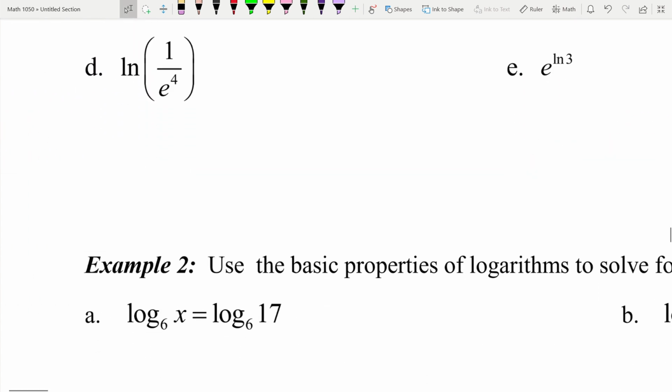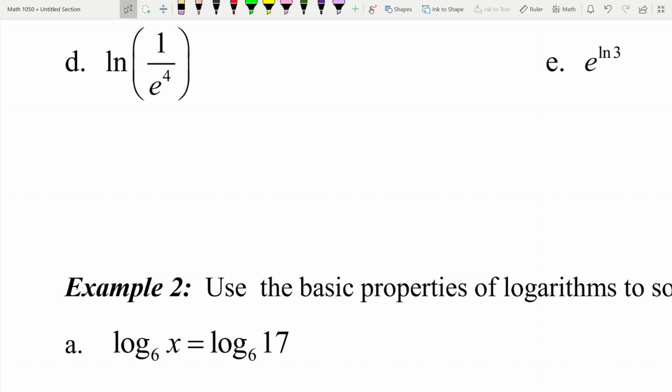Okay, here's question D. Now, I want you to freeze right here. This one's a little bit trickier. I see the ln. I know that ln is log base e. I can see I've got an e in the denominator, okay? I know that the author of this problem is trying to get me to write it as log base e of e. Because if I can do that, then I know log base e of e is a 1, okay?